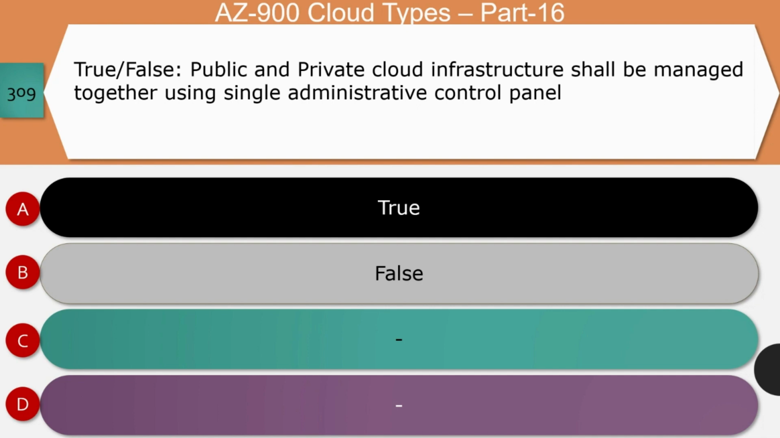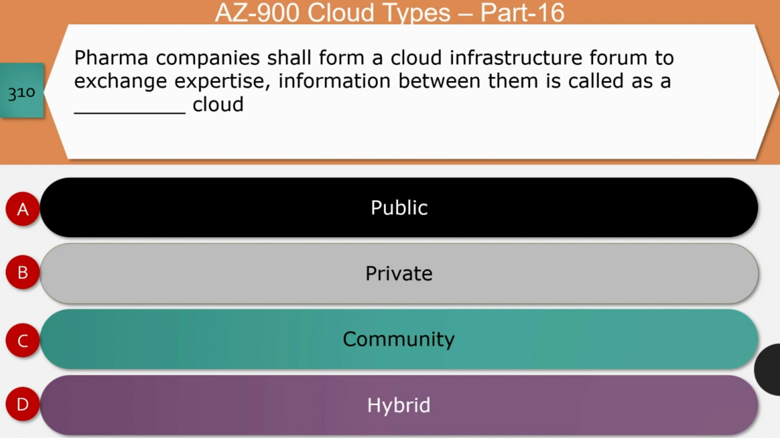Next question, true or false? Public and private cloud infrastructure shall be managed together using a single administrative control panel. Is it true or false? The right answer for this question is false. Let's see the reason for this answer. Private cloud resources are secure and are inside the ring-fenced security. They cannot be managed by the tools used by the public cloud. And so option B is the right answer.